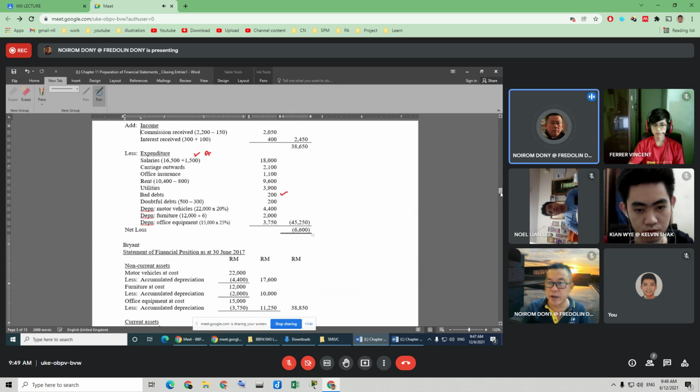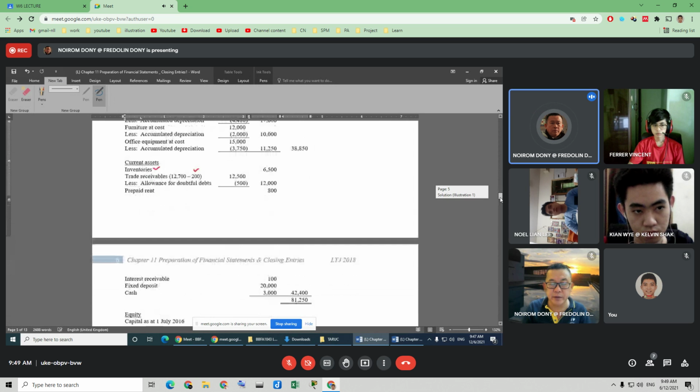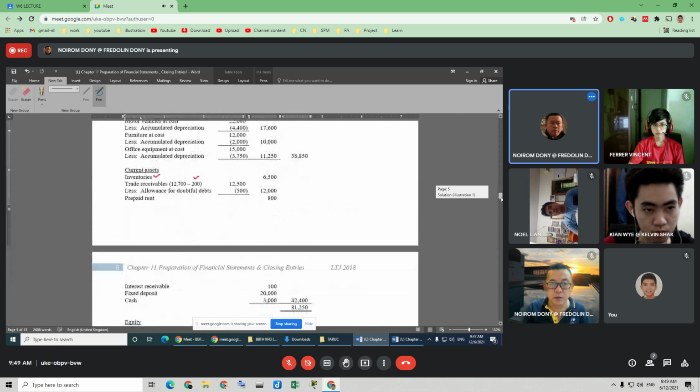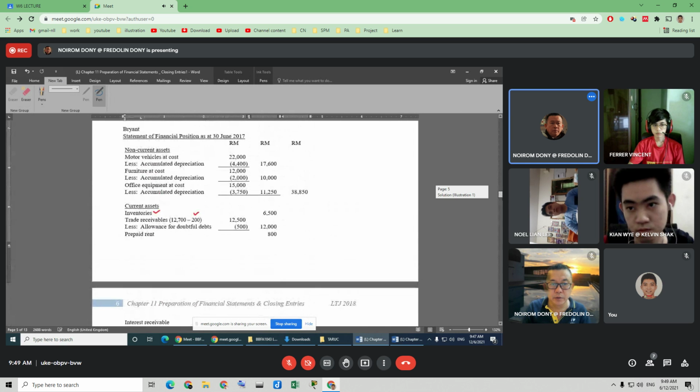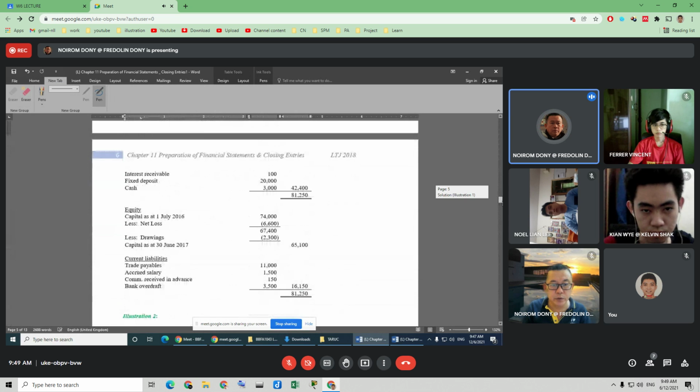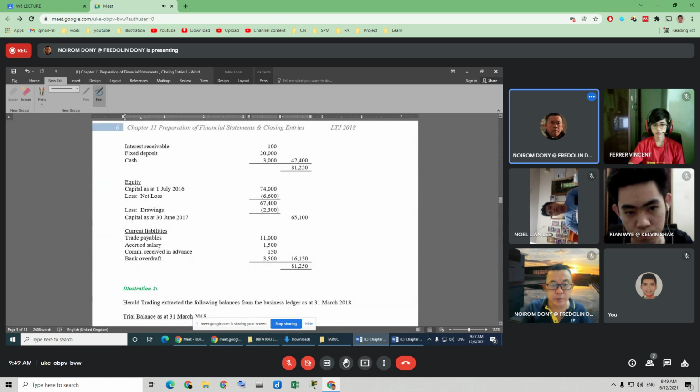When I provide in SOFP, credit entry, so it will be under current liability, accrued salary. So I put here the credit entry. Okay.